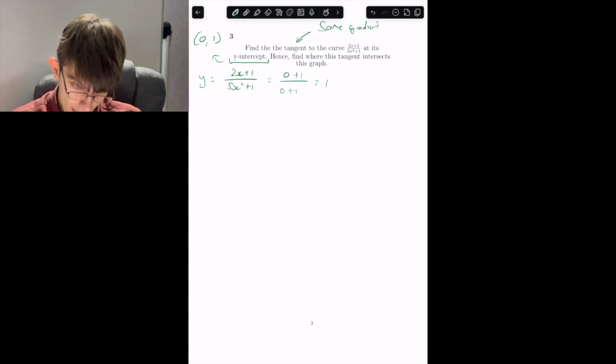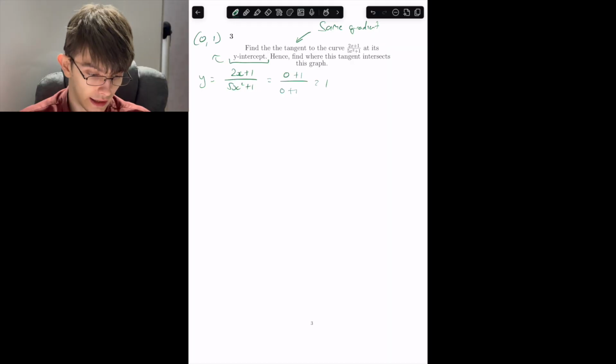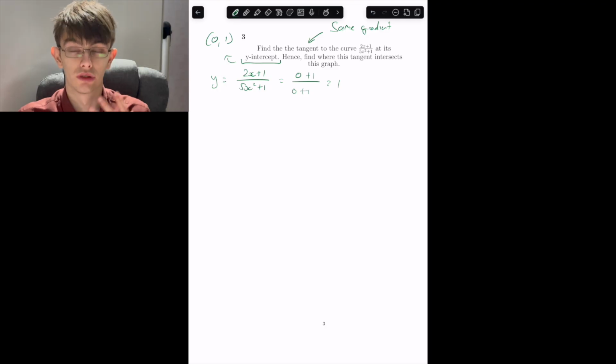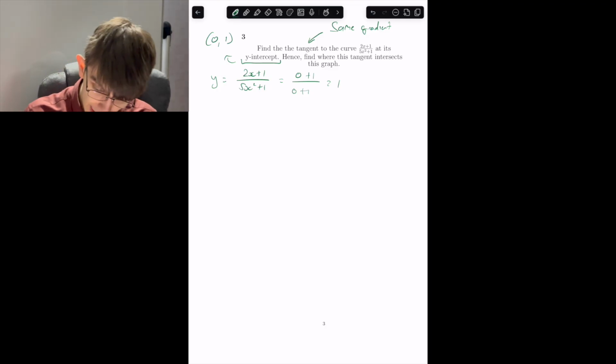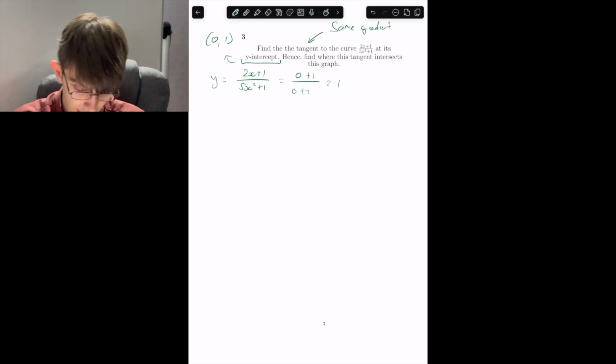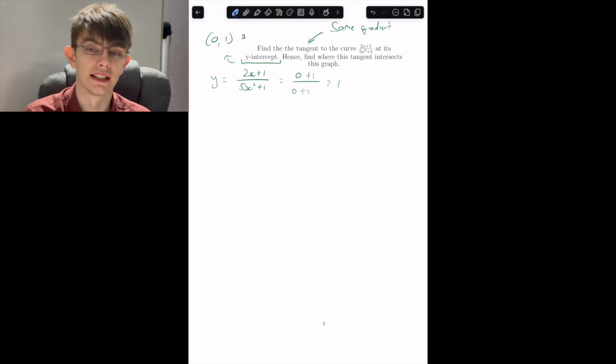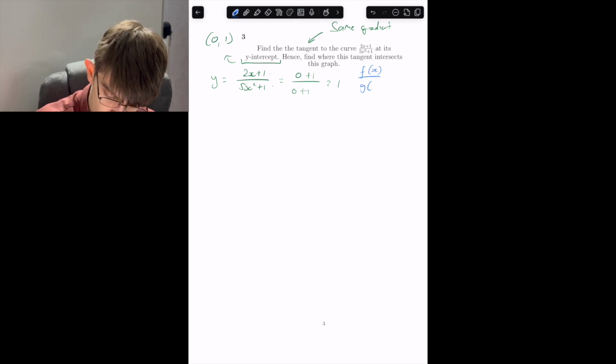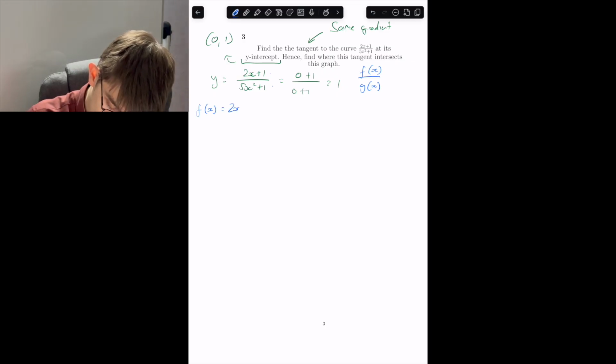Okay, so I've got this now, and what I want to do is start differentiating. I need to get the gradients to be able to form an equation for my tangent. So let's differentiate (2x + 1)/(5x² + 1). Well, this is just the quotient rule. It is a fraction, f of x over g of x. So I've got f of x as 2x + 1 and g of x as 5x² + 1.